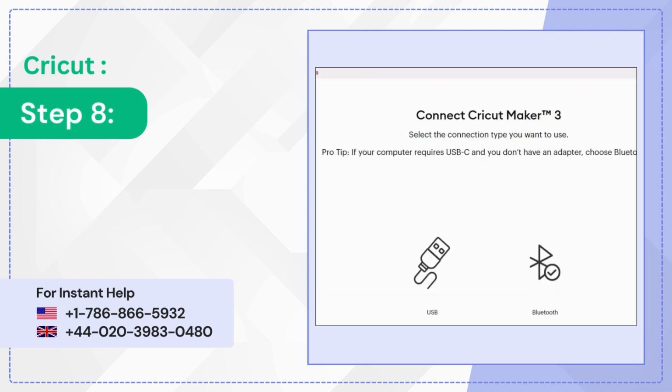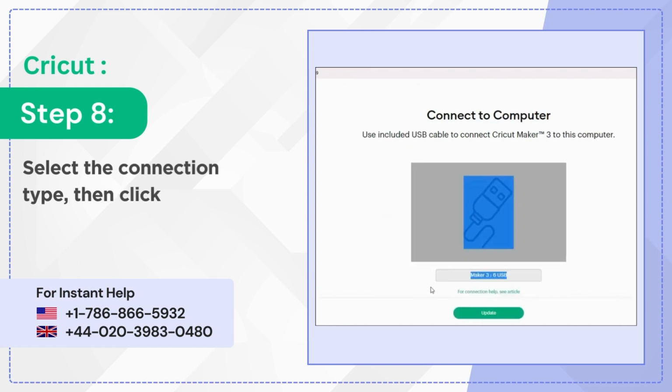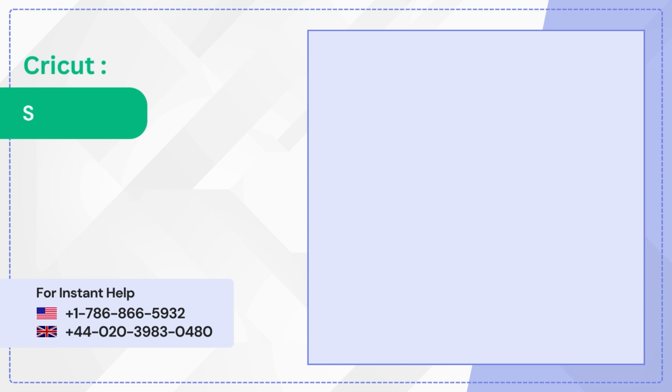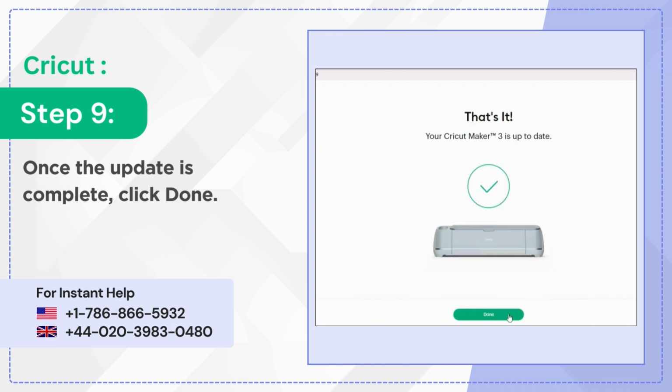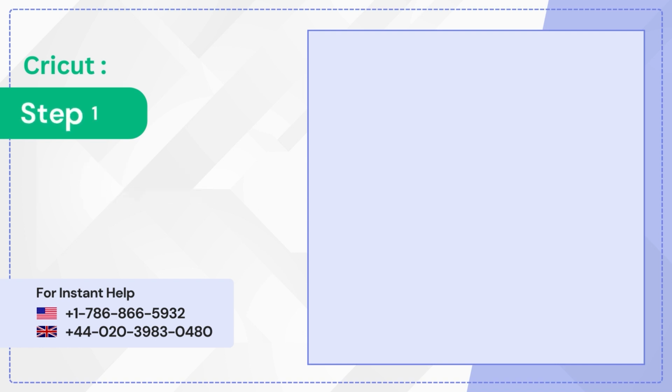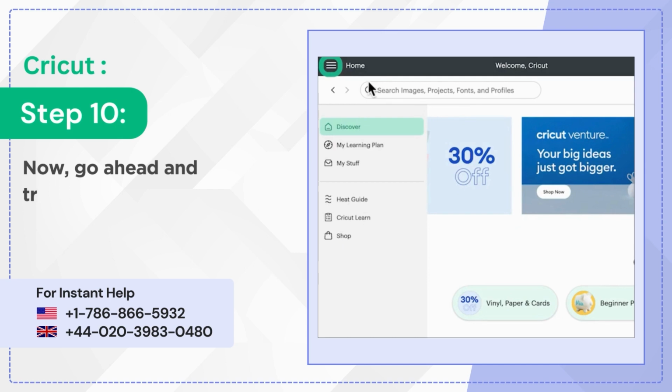Step 8. Select the connection type, then click Update. Step 9. Once the update is complete, click Done. Step 10. Now go ahead and try to calibrate.